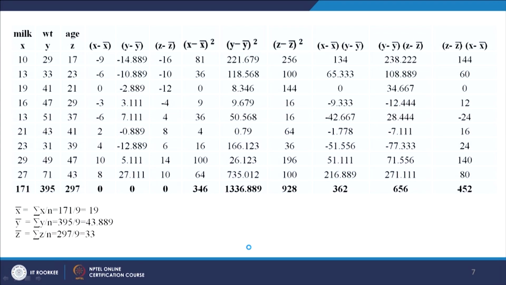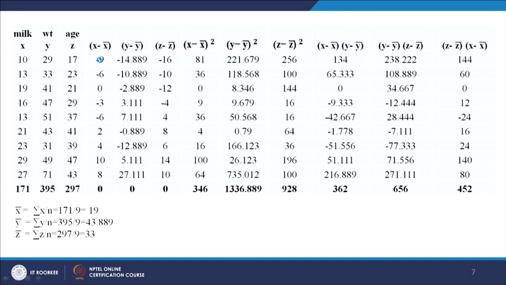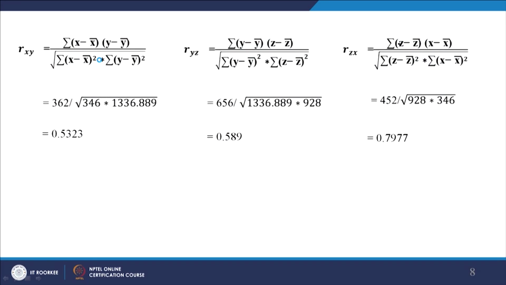So how do you find this out? These are the formulas; we are finding three different ones. First, what values do we need? You need the relationship between x and y, the relationship between y and z, and the relationship between z and x. Three relationships can happen. What is the formula for x and y? It is the summation of x minus x bar into y minus y bar, divided by the root of the summation of x minus x bar squared into the summation of y minus y bar squared. This is for x and y.